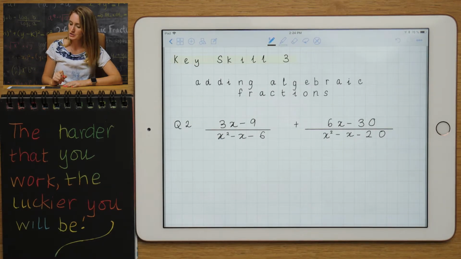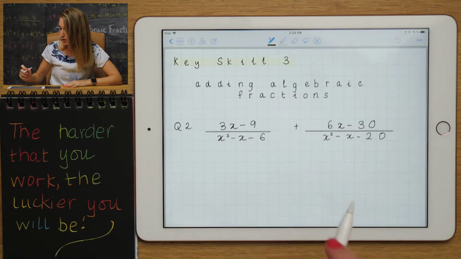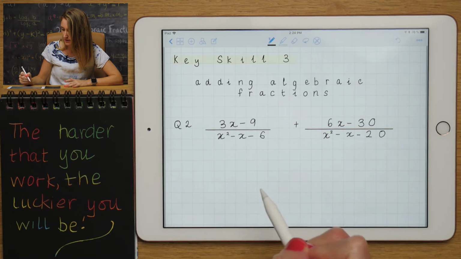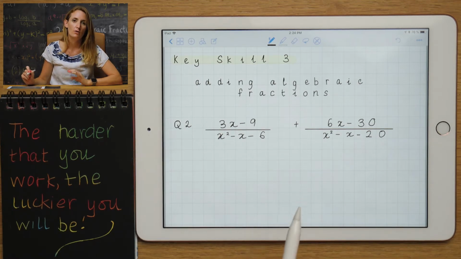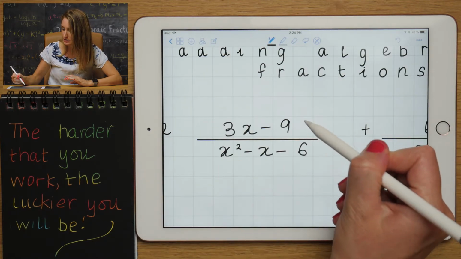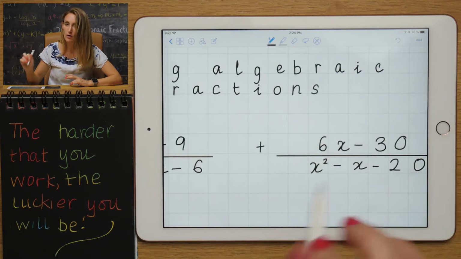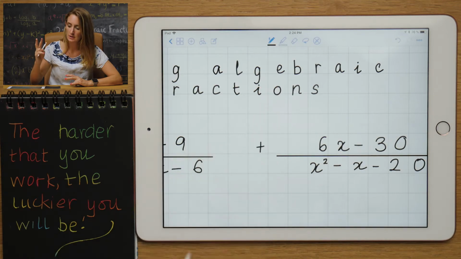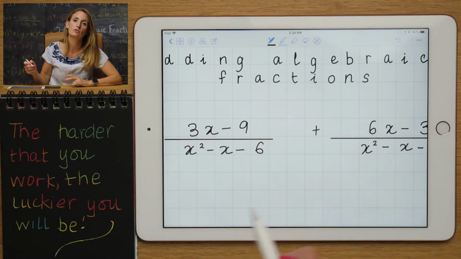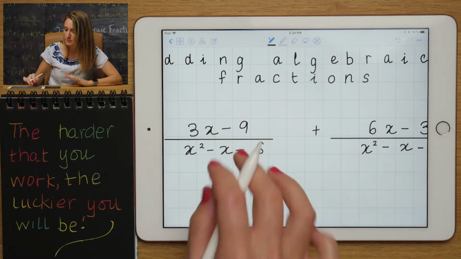Okay, let's start question 2. You can see we've got two quite complicated algebraic fractions with quadratics inside them to be added together. What you're going to do first is factorize each of the numerators and denominators of both fractions separately. Don't rush off to start multiplying or cross-multiplying things together. You're just going to make a mess.